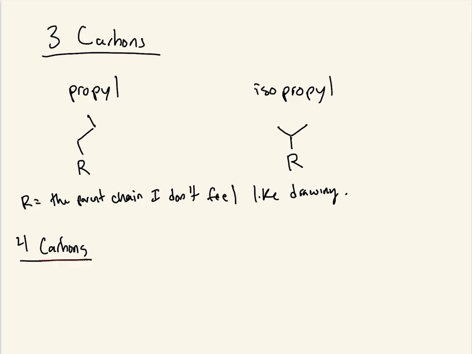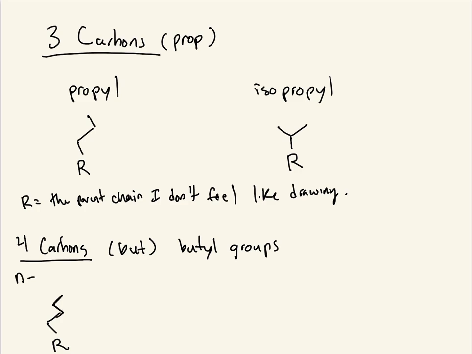What's the prefix for 4? Bute, right? So prop. This is going to be bute. And if it's only single bonds, it's butane. If it's a group, it becomes butyl. So these are butyl groups. If we have our R group, and then 1, 2, 3, 4, this is called n-butyl.